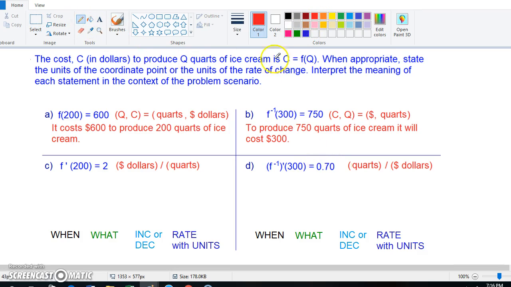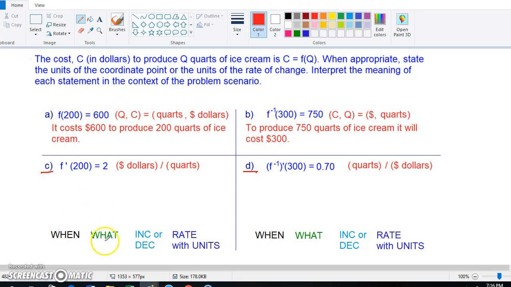Okay, let's talk about C and D. And with both C and D, I want you to think about four things. When, what, increasing or decreasing, a rate with units. Okay, so at what particular time is this derivative talking about? What time is it talking about? It's talking about at the time the company is producing 200 quarts of ice cream.